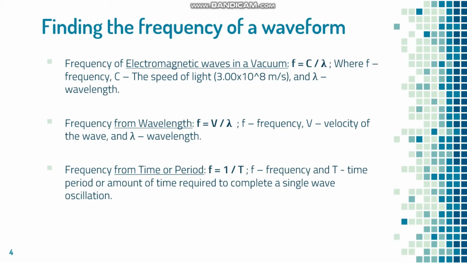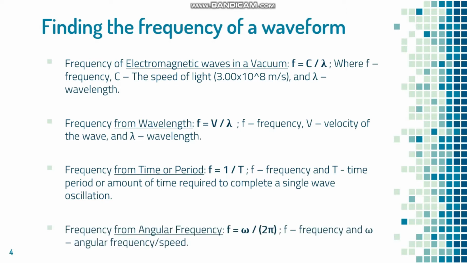Next naman is finding frequency from time per period. Ito yung madalas sa atin nakikita doon sa AC circuits 2, which para self-explanatory na lang, kukunin mo lang yung inverse ng time period o yung amount of time na kinailangan para makumpleto yung single wave oscillation. And last is the finding frequency from angular frequency. So dito parang self-explanatory naman na i-divide mo lang yung angular frequency sa 2 pi.